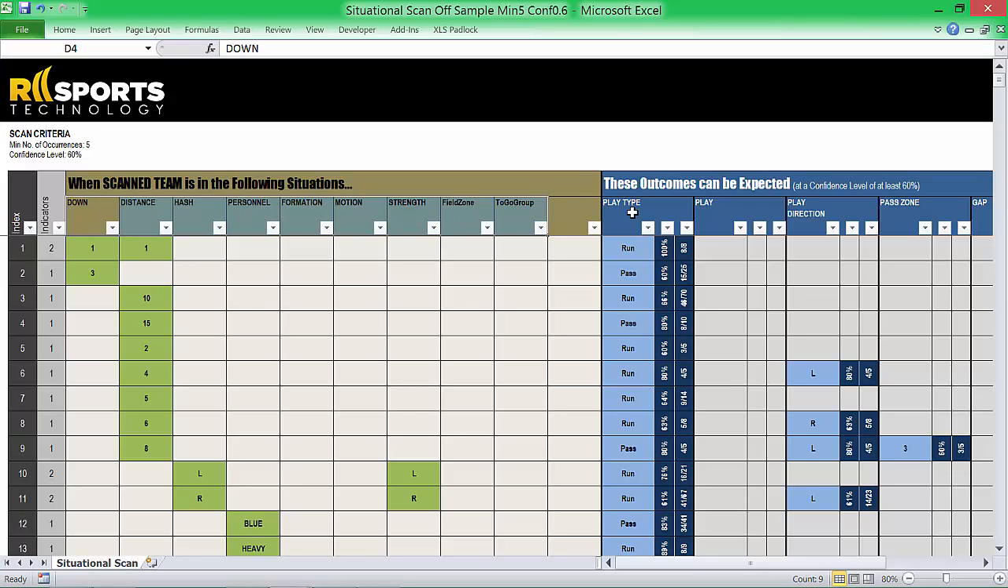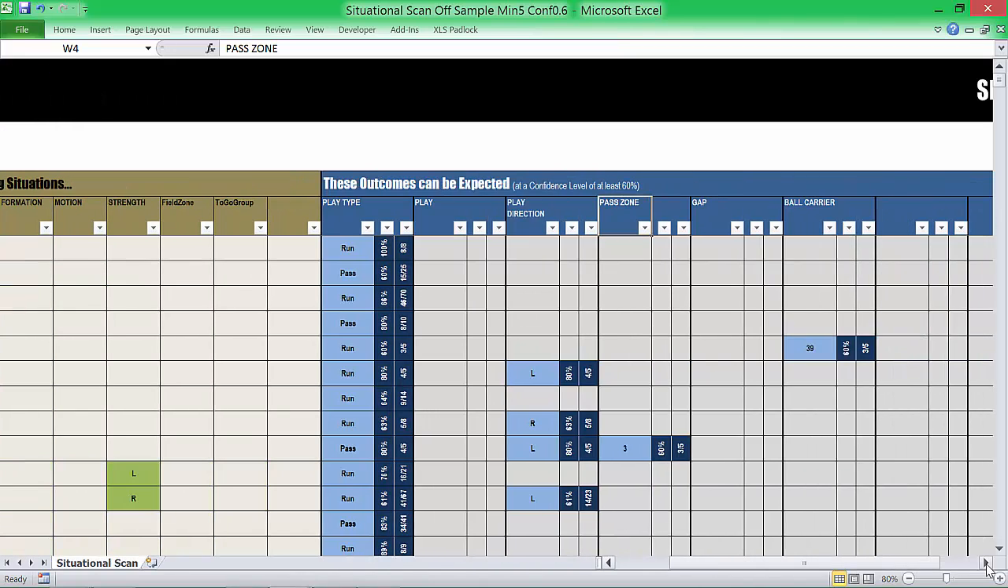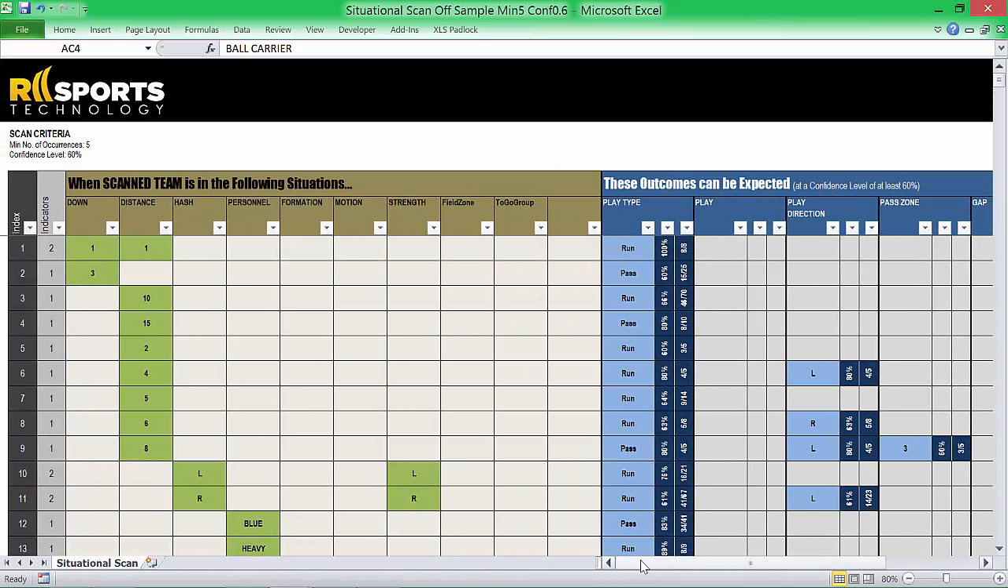On the right are the specific outcomes we were trying to predict, and in this case, we were scanning for play type, play direction, pass zone. If I continue over here, we had a few more things, the gap that they might have been running into, and the ball carrier. Again, the prompt along the top helps you interpret what you're reading when you go through these. What we're saying is when the team was in a given situation, these were the outcomes that could be expected at a certain degree of confidence. So the left side tells us the situational clues or settings that yield a certain type of result.